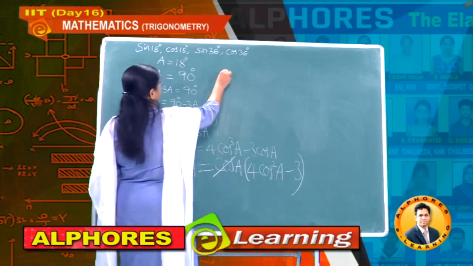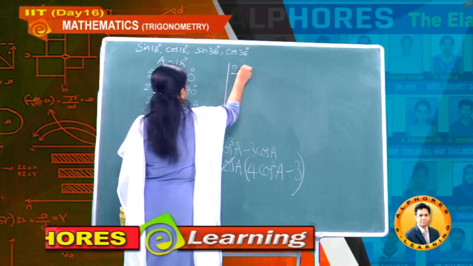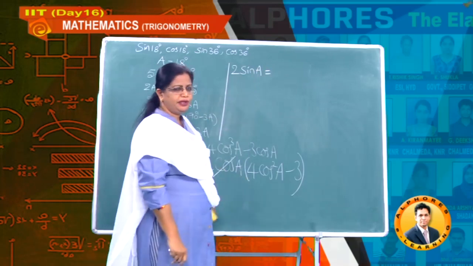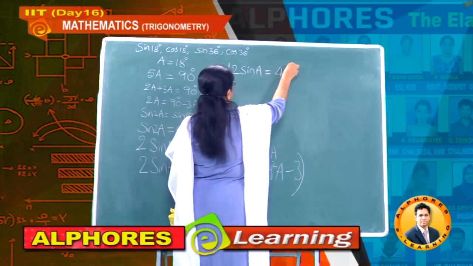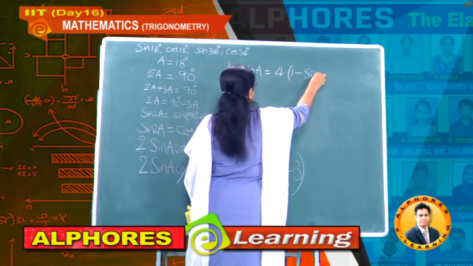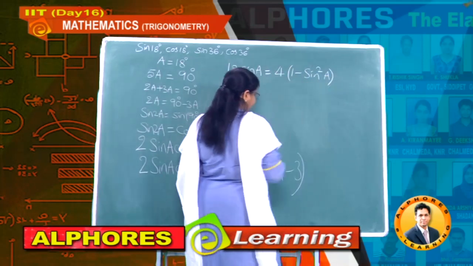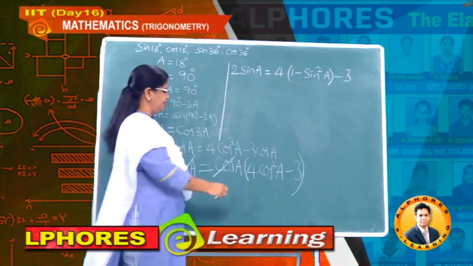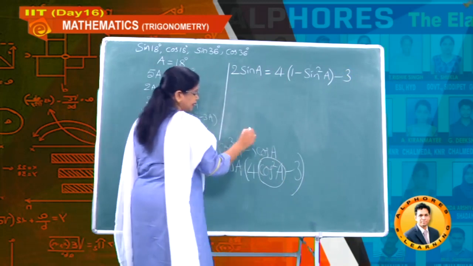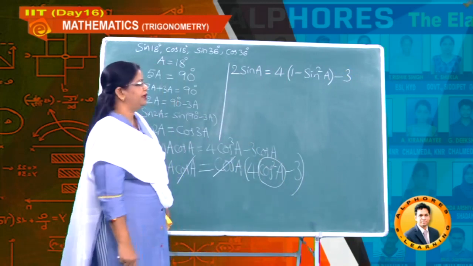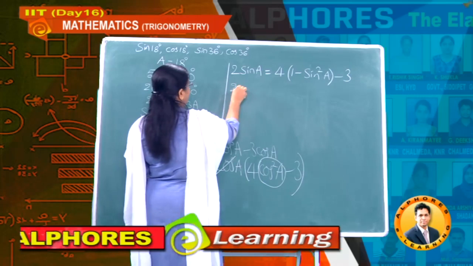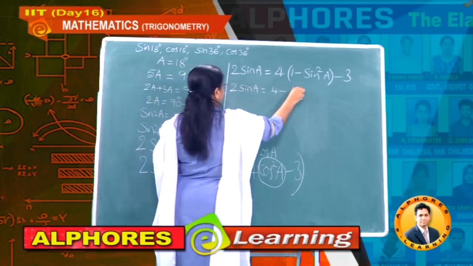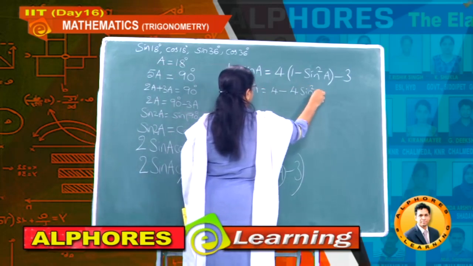Now 2 sin A equal to, what is the value here? 2 sin A is equal to 4 cos square A, that cos square A we are writing as 1 minus sin square A, and next value minus 3, understand. So this is the value we wrote. For cos square A we wrote 1 minus sin square A. Now 2 sin A equal to, multiply this 4 with the inside, 4 minus 4 sin square A and minus 3.